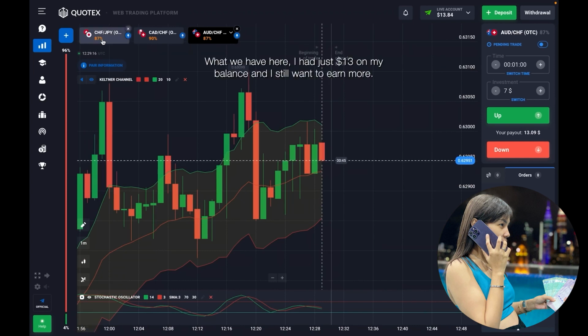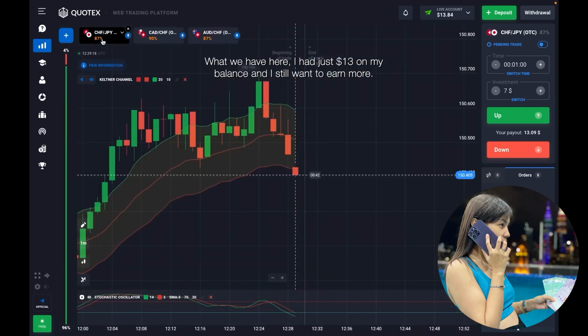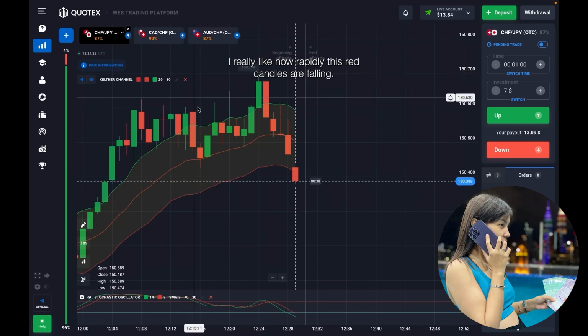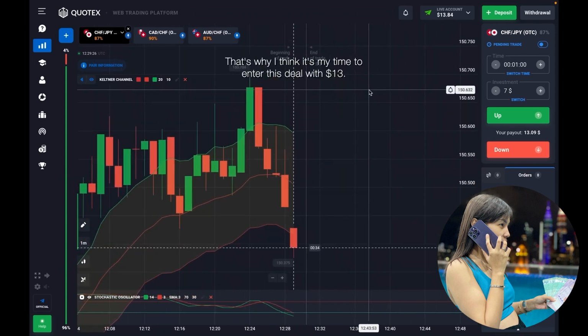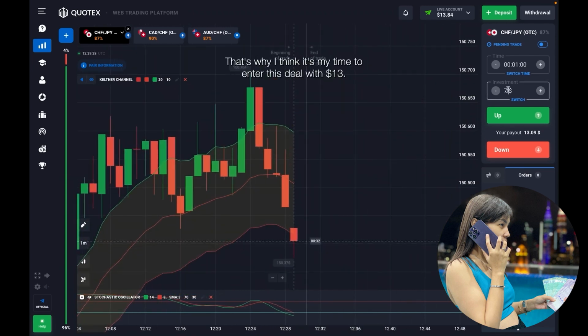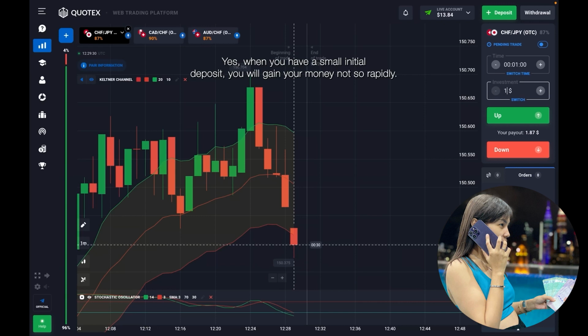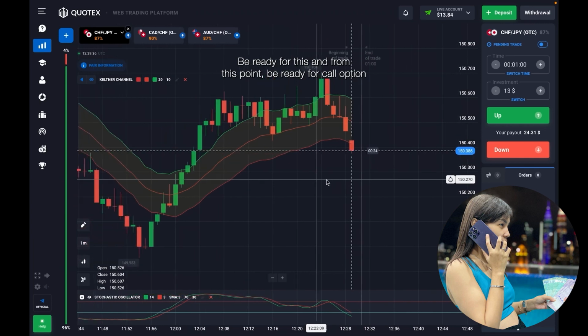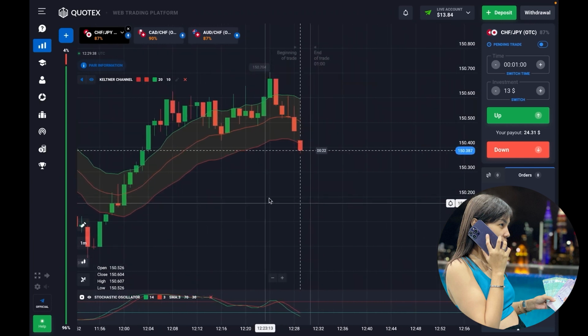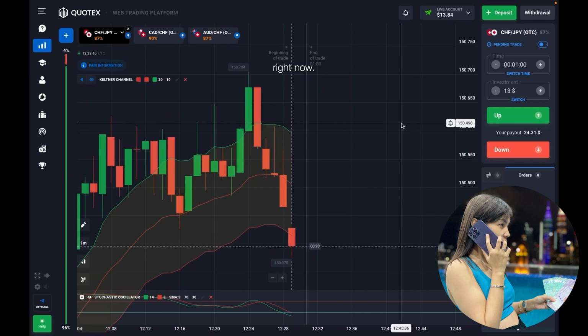What do we have there? I had just $13 on my balance, and I still want to earn more. I really like how rapidly these red candles are falling. That's why I think it's my time to enter this deal with $13, and when you have a small initial deposit, you will gain your money not so rapidly. But be ready for this, and from this point be ready for call option right now.